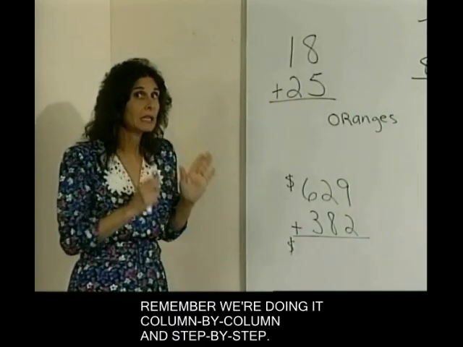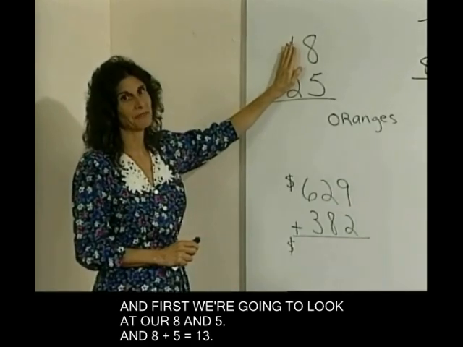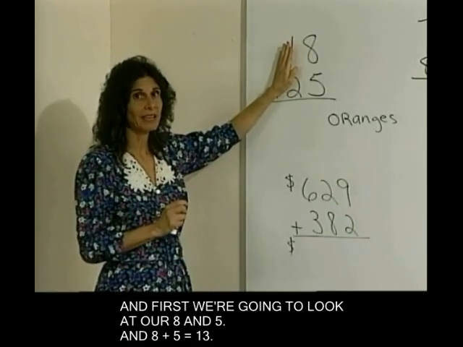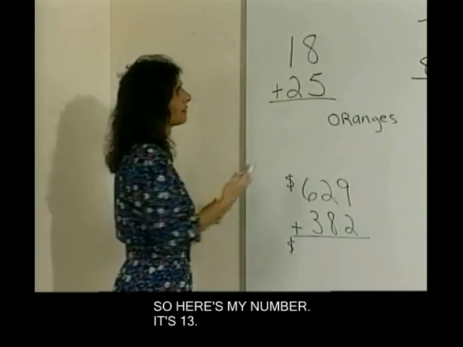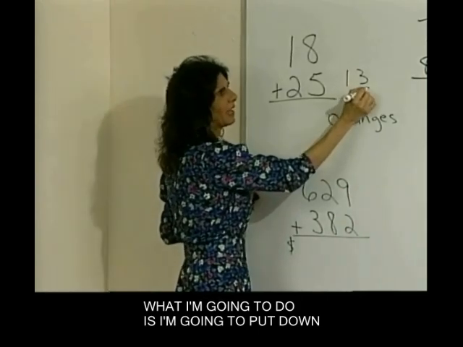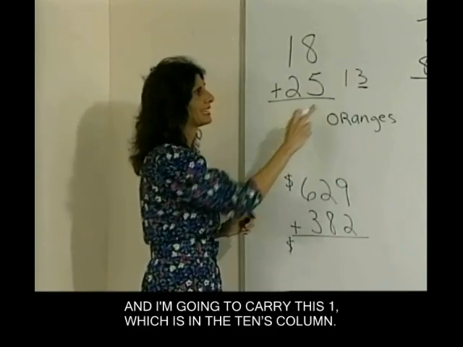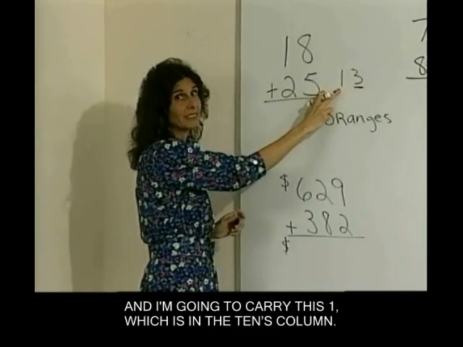Remember, we're doing it column by column and step by step. And first we're going to look at our 8 and 5. And 8 and 5 is 13. So here's my number, it's 13. What I'm going to do is put down the number in the 1's column, that's the 3, and I'm going to carry this 1, which is in the 10's column.